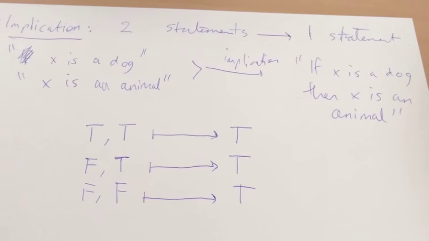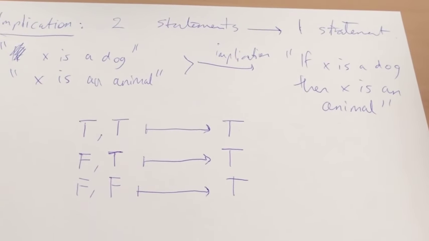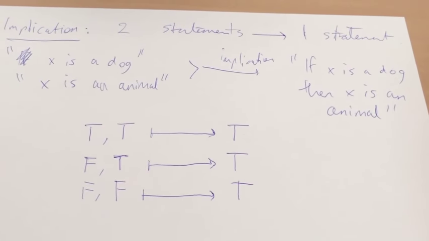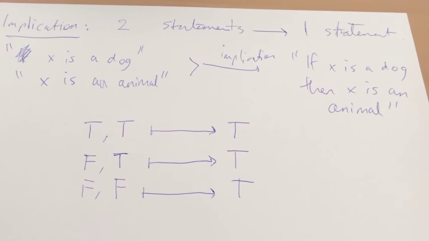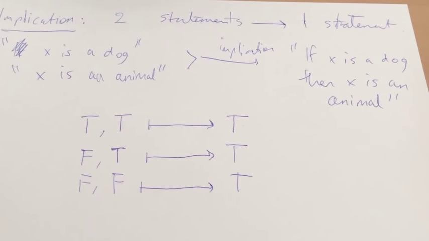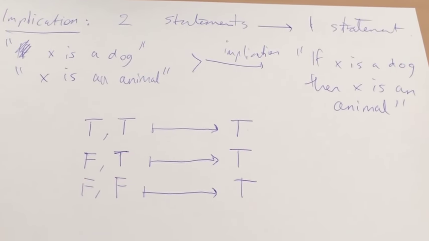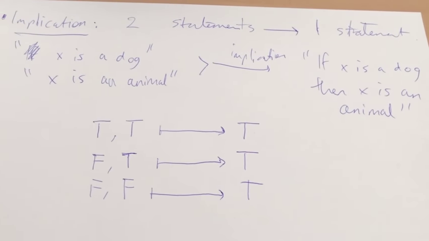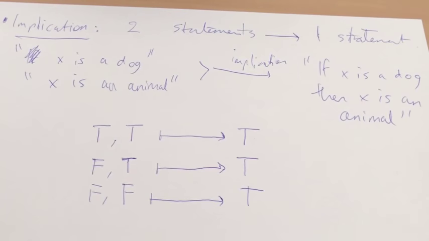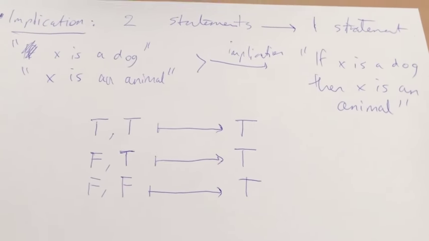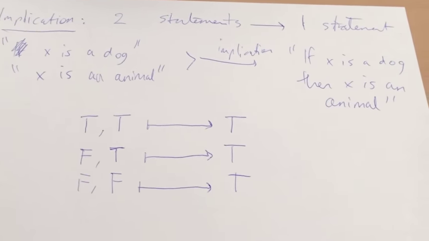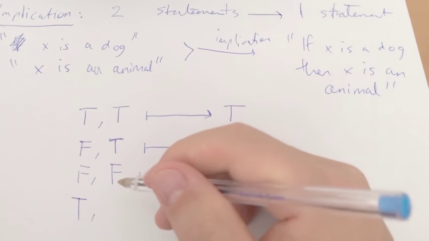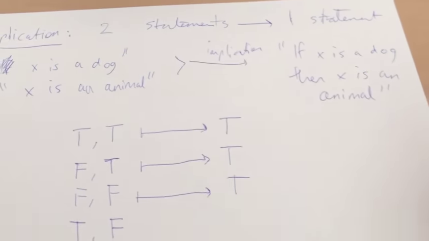And so there's only one way that a statement like this could be false: if you had something that was a dog but wasn't an animal. It doesn't exist in this particular case. But if the conclusion were instead, if X is a dog, then X is a horse, then you just pick any dog. That dog happens to not be a horse. It's a dog, so the first statement is true. It's not a horse, so the second statement is false.